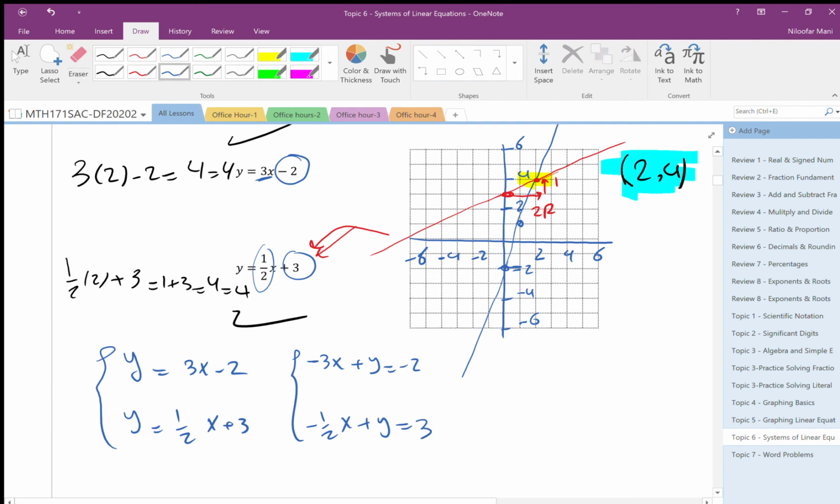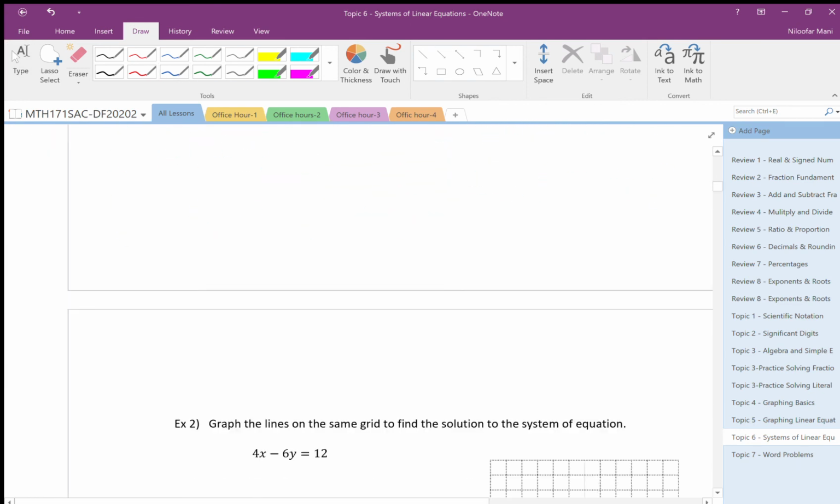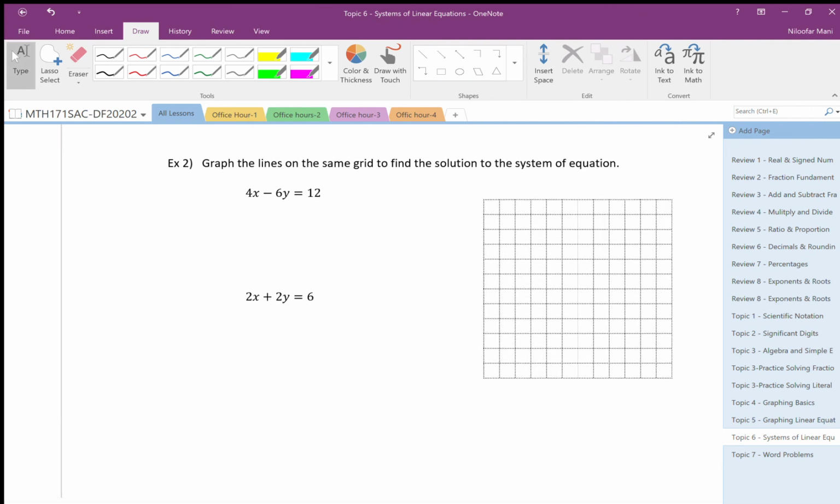Okay, and then we say, the answer is 2 and 4. So if you substitute x equals 2 and y equals 4, both equations are satisfied, and in both equations you have left side equal to right side. Okay, how about for this one?